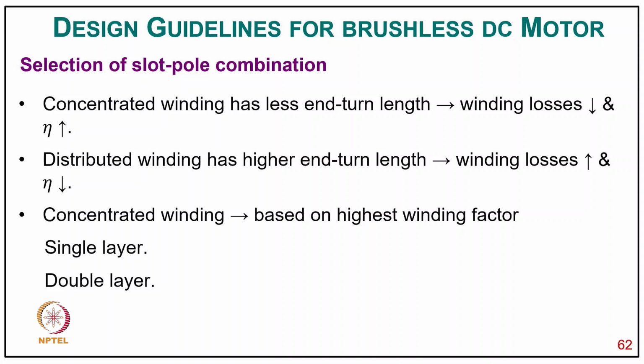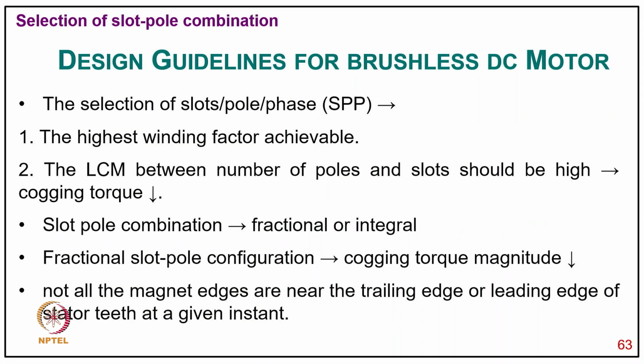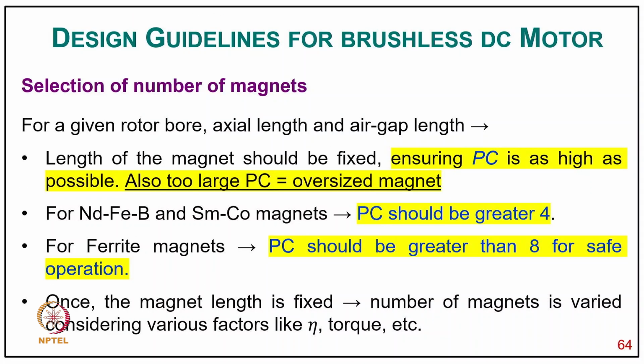So consider winding based on higher winding factor, using single layer and double layer. Typically the selection of slots per pole per phase is decided by, number one, the highest winding factor achievable, and second, the LCM between the number of poles and slots should be high to reduce the cogging torque. Slot per pole combination comes as fractional or integral, and in a fractional slot pole configuration the cogging torque magnitude decreases, as not all the magnet edges are near the trailing edge or leading edge of the stator teeth at the given instant.